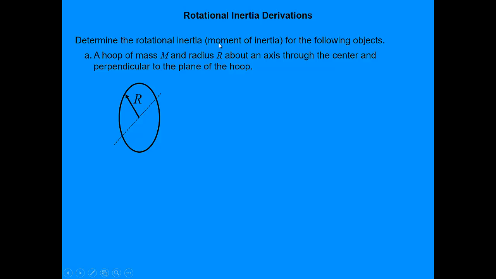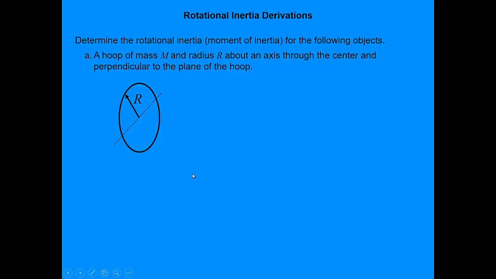a couple of days. Determine the rotational inertias, otherwise known as moment of inertia, remember, for the following objects. So A is the simplest kind, a hoop of mass capital M and radius r about an axis through its center. Can you see how this is three-dimensional, I hope? See the axis right through the center, right? And the radius of this hoop is r. Okay.